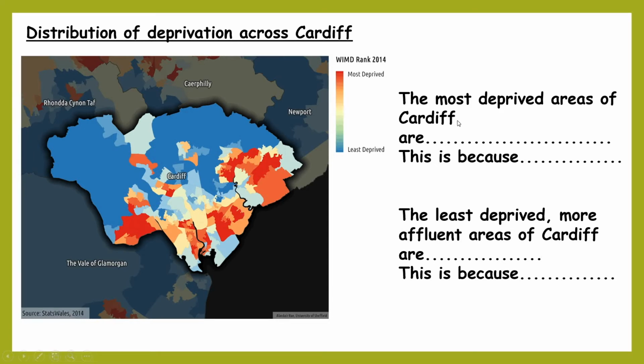So the most deprived areas of Cardiff are the south and southeast. This is because when heavy industry shut down in the docks in these areas, everyone lost their jobs, equals high levels of unemployment, equals people don't have any money, high levels of deprivation. Conversely, the areas of Cardiff with the least deprivation are the north and the west.